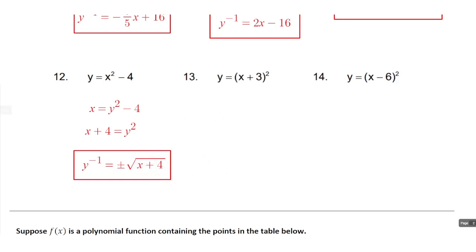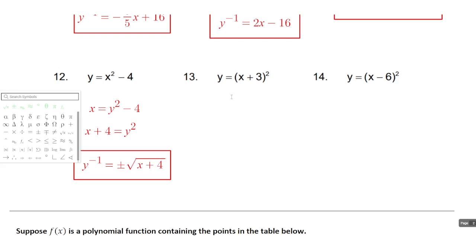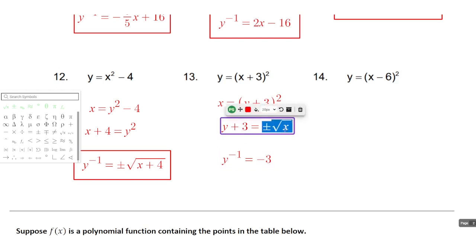Number 13 has the x plus 3 inside of the square. So let's start by just rewriting it. But what we're going to have to do on this one is actually take the square root before we get rid of this plus 3. So we've got y plus 3 equals plus or minus the square root of x. Then we'll subtract 3 on both sides, and that's going to give us our final answer here, our inverse, which is negative 3 plus or minus square root of x.